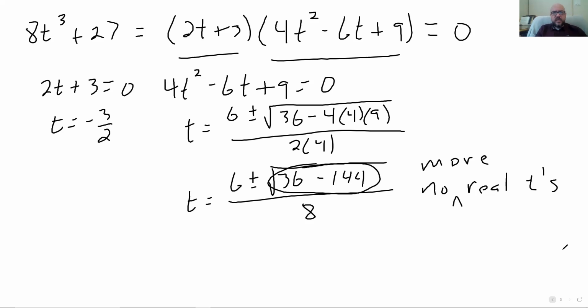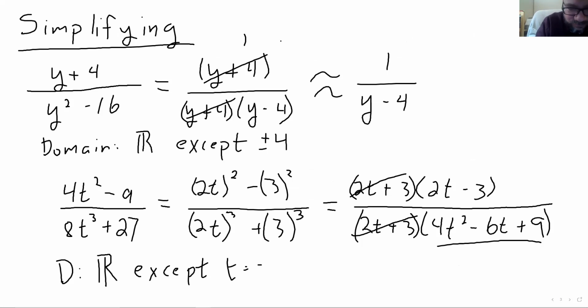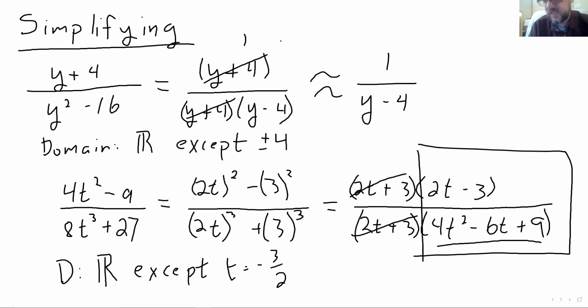Yeah, and so that's how you simplify and find your domain. So my domain is that t does not equal -3/2. So that is this. So we have domain: all real numbers except t equals -3/2. And then the simplifying leaves us with just this bit, right? When we simplify, that's what we're left with: 2t minus 3 over 4t squared minus 6t plus 9.